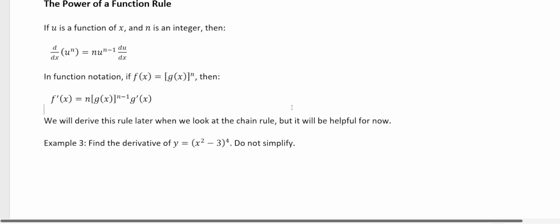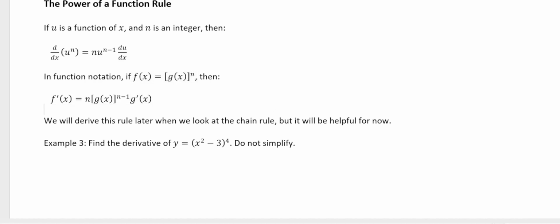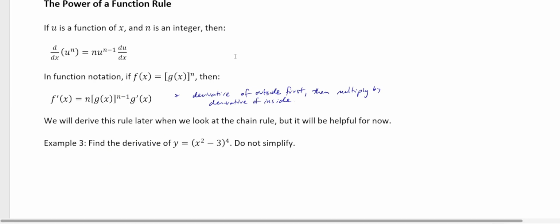All right, so if you want to make a small note to yourself right here, you can say: derivative of outside first, then derivative of inside. Okay, then multiply, to say multiply by the derivative of the inside. Okay, so let's take a look at an example of this.